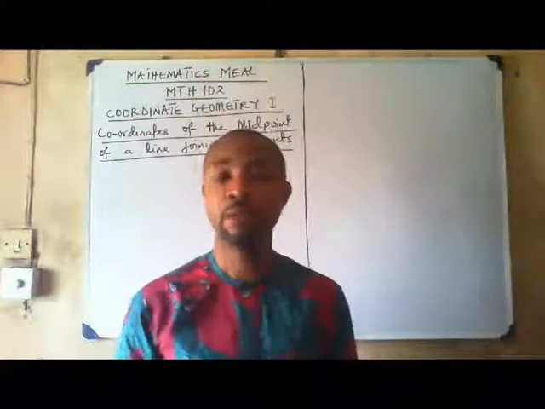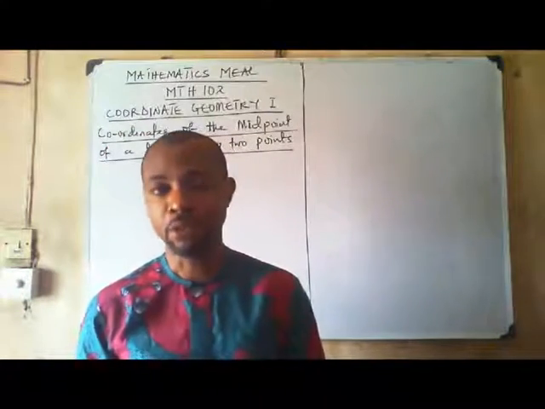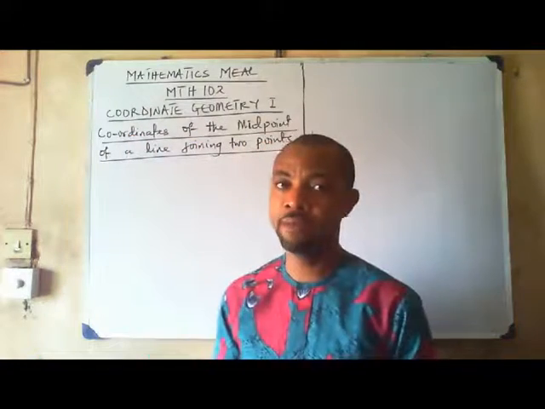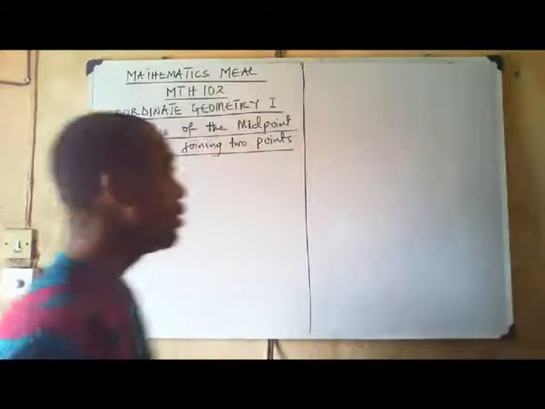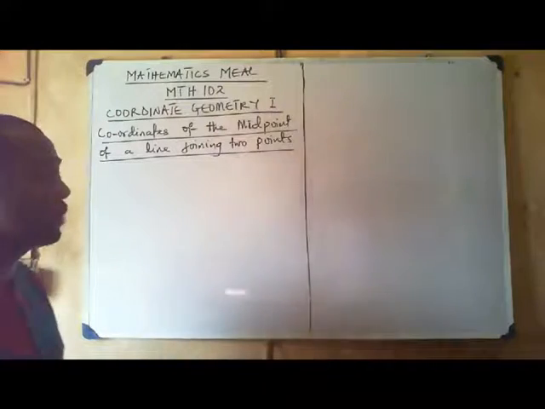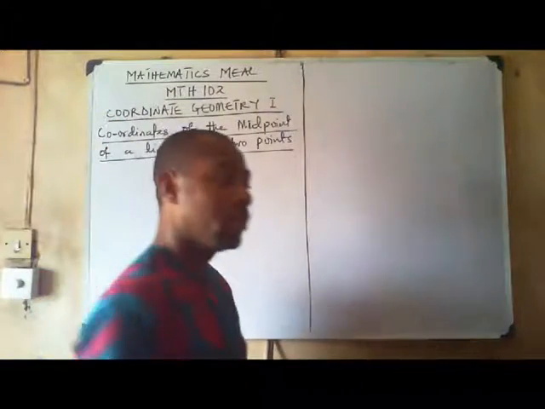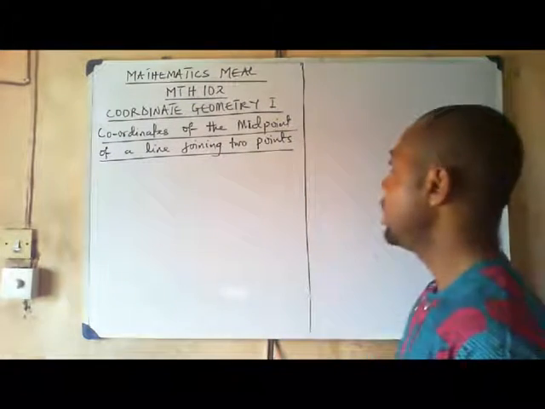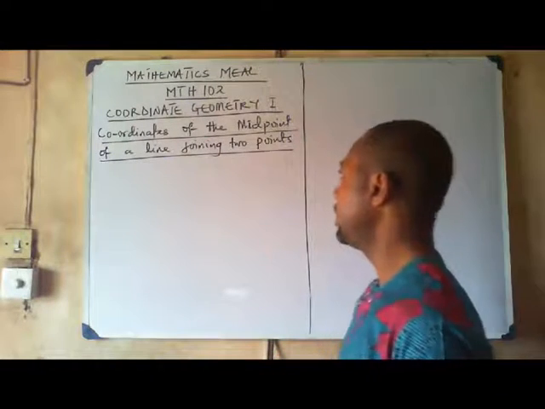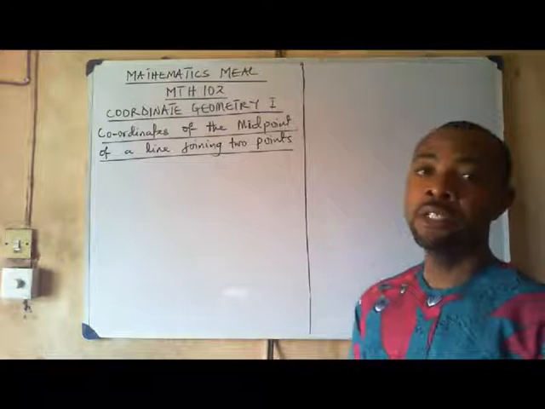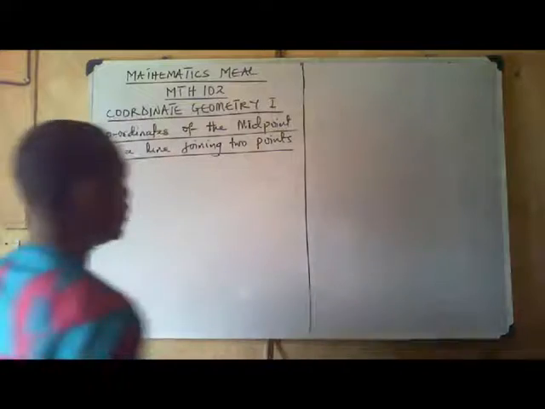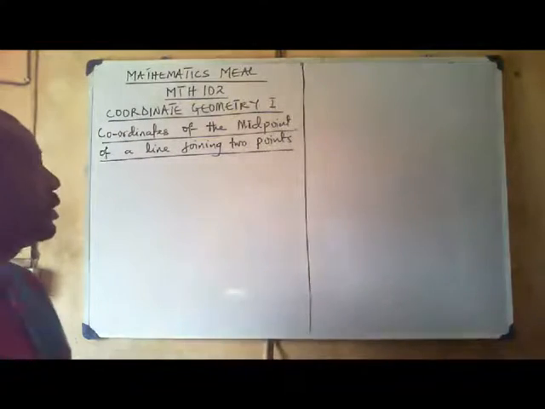In Mathematics Meal, we dissect mathematical topics in such a way that students can easily understand them. Today on Mathematics Meal, we are on coordinate geometry 1, and we are going to consider the coordinates of the midpoint of a line joining 2 points. That's what you're going to look at, coordinates of the midpoint of a line joining 2 points.